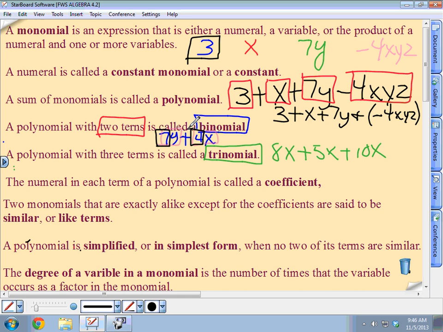Now notice these 3 monomials that Eric gave me. What are my coefficients here, Desiree? In the 3 monomials that Eric gave me, what are my coefficients?